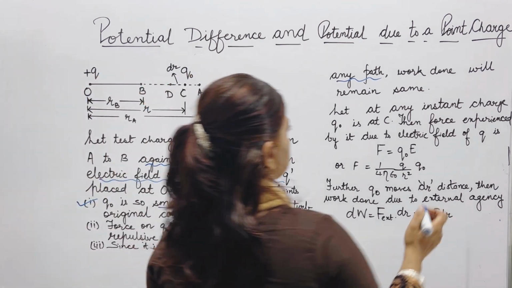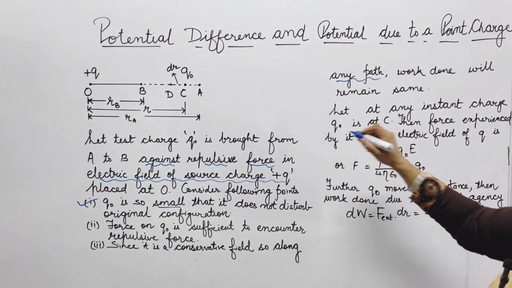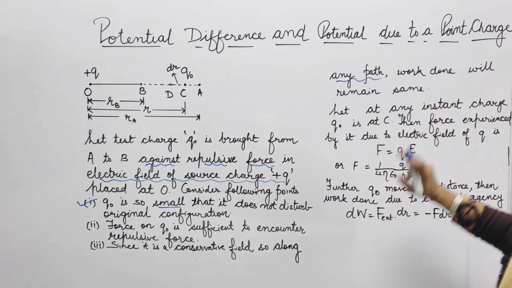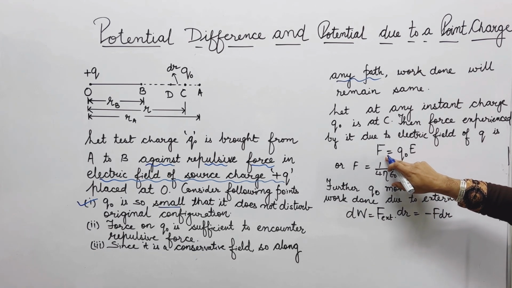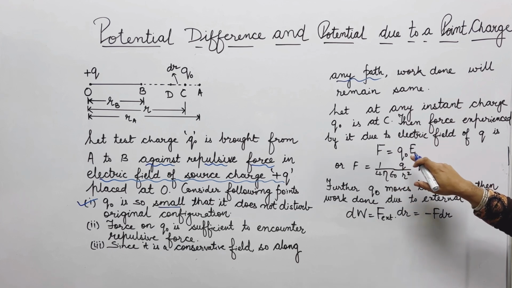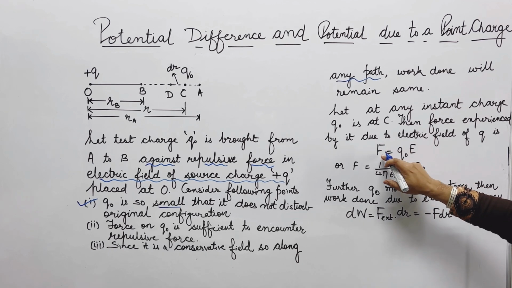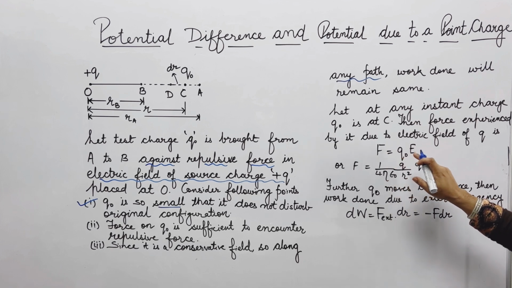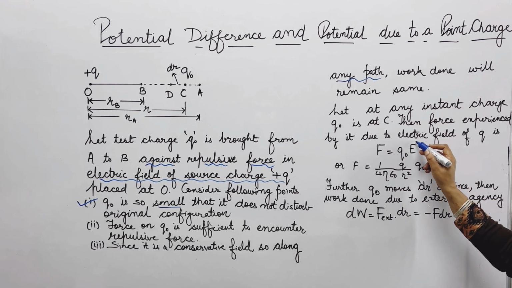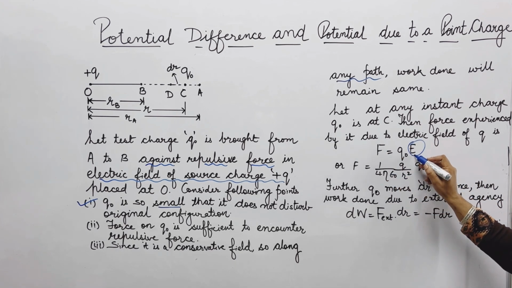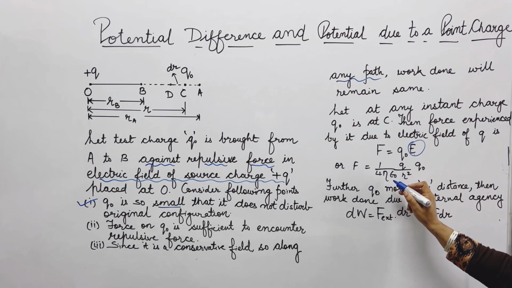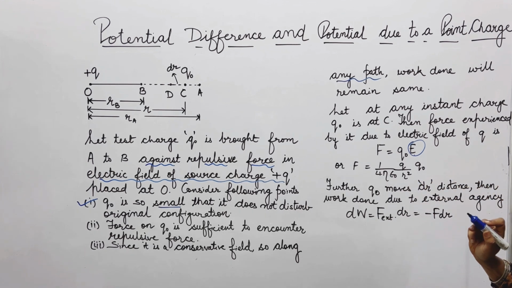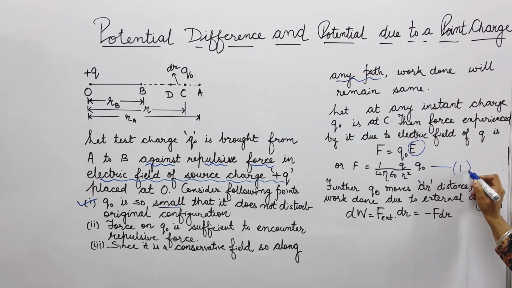Now, at any instant, when Q naught is at C, the force experienced by it due to the electric field of plus Q charge is given by F. Since electric field is force per unit charge, from that relation we find that force is equal to Q naught E. Now we put in the value of the electric field due to plus Q charge, given by 1 by 4 pi epsilon naught Q by R square. So let us mark it as equation number 1.